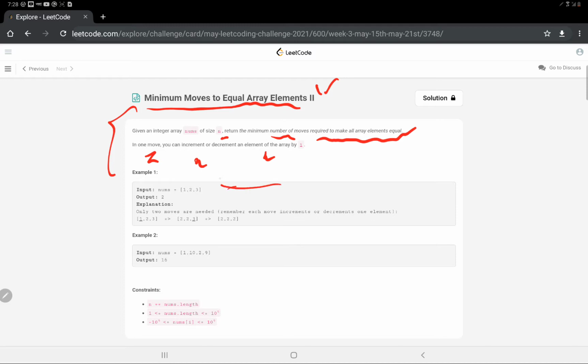So given this example, 1 2 3, if we increment 1 by 1, it will make it 2 2 3, and then if we decrement 3 by 1, it will make it 2 2 2, which means the array is equal, and the number of moves is two: the first move and the second move. All right, I hope this example is clear, and the question statement as well.